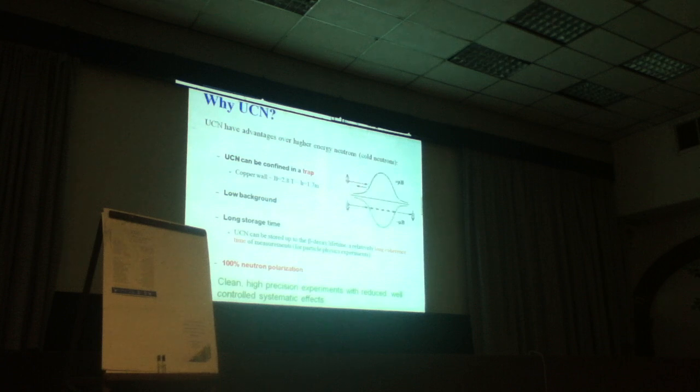The greatest advantage really comes from the possibility of producing 100% neutron polarization. All you have to do is simply put unpolarized neutrons through a large field gradient, which will reject one neutron spin and allow the other neutron spin to pass through. So then, downstream of the magnet, you have 100% polarized neutrons. So this allows you to construct clean, high-precision measurements with reduced, well-controlled systematic effects.